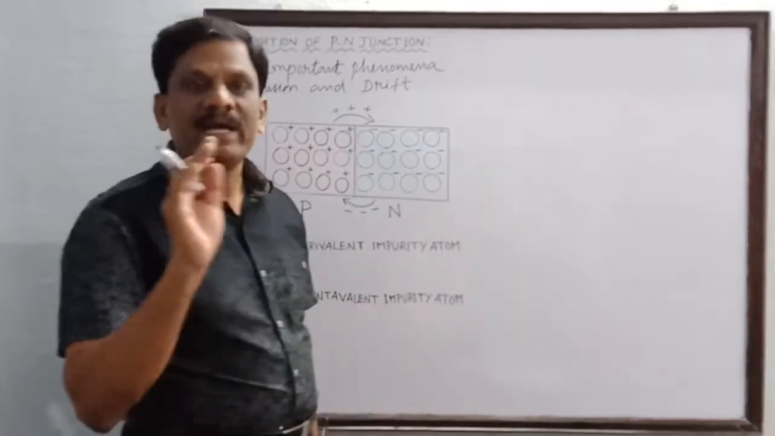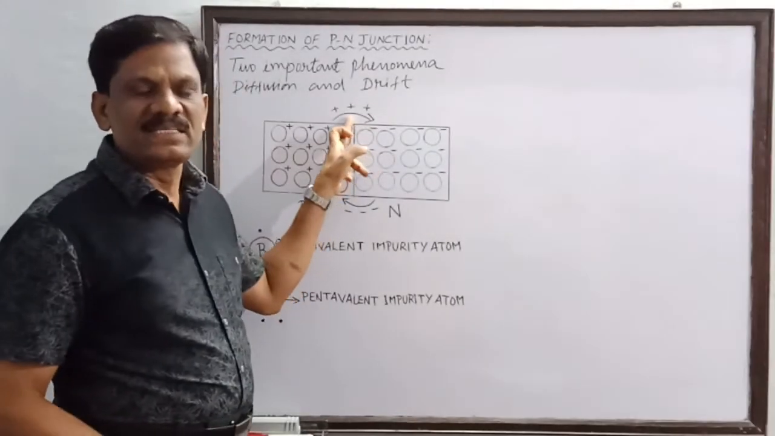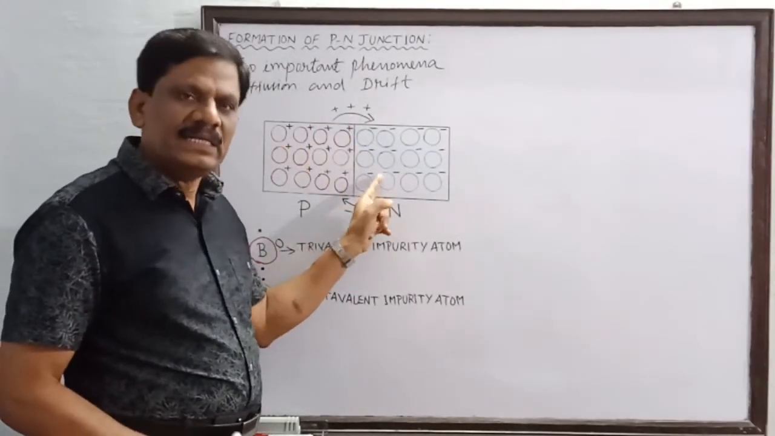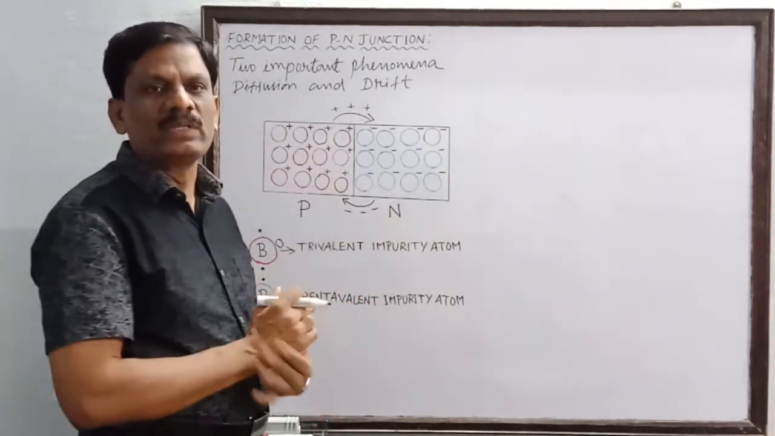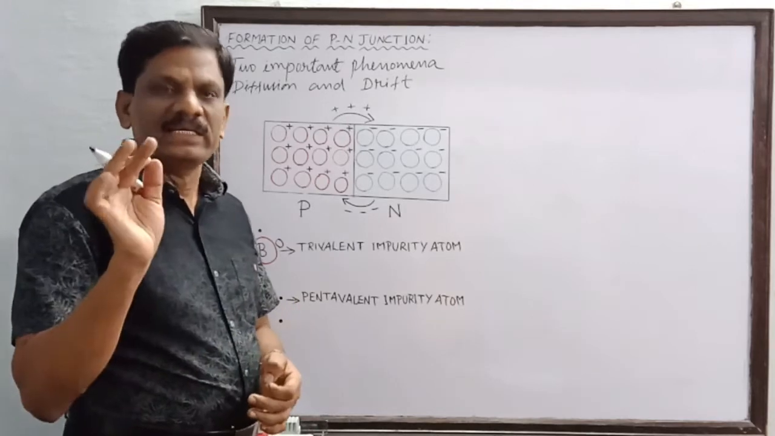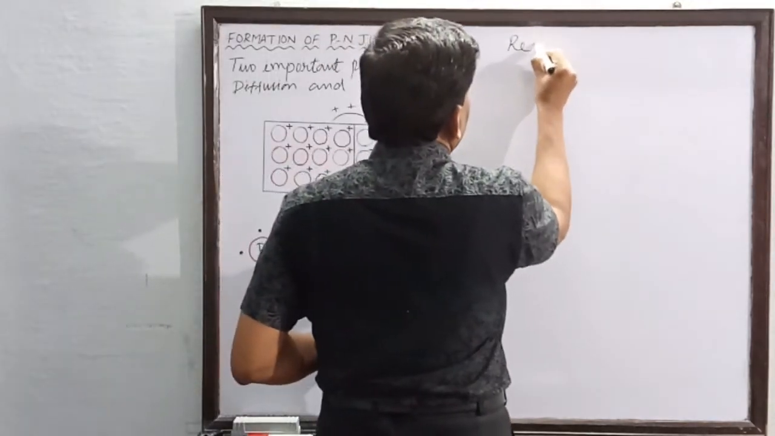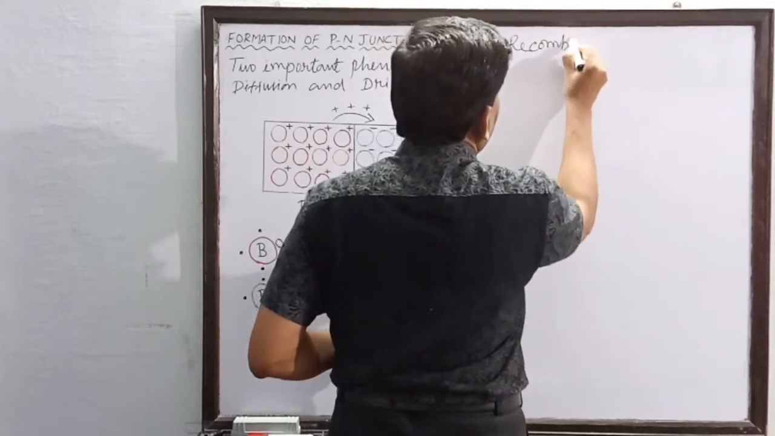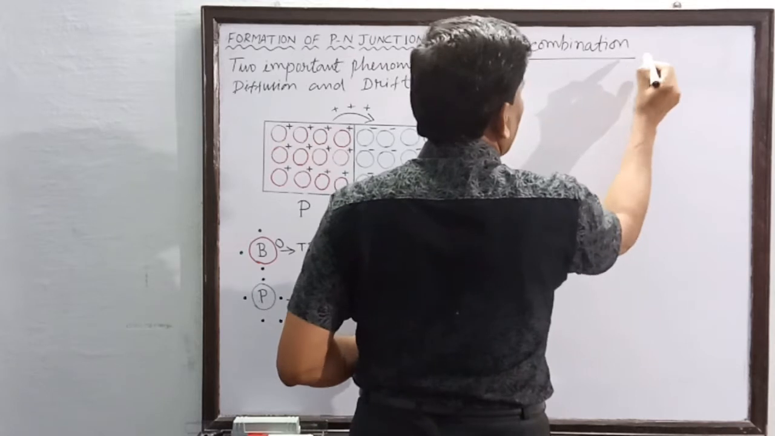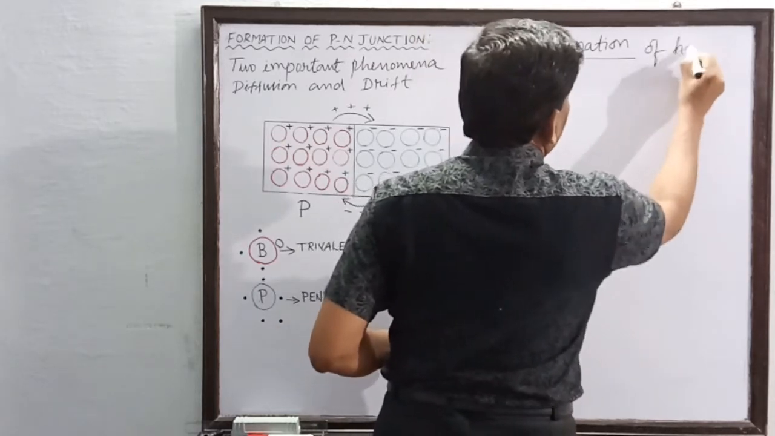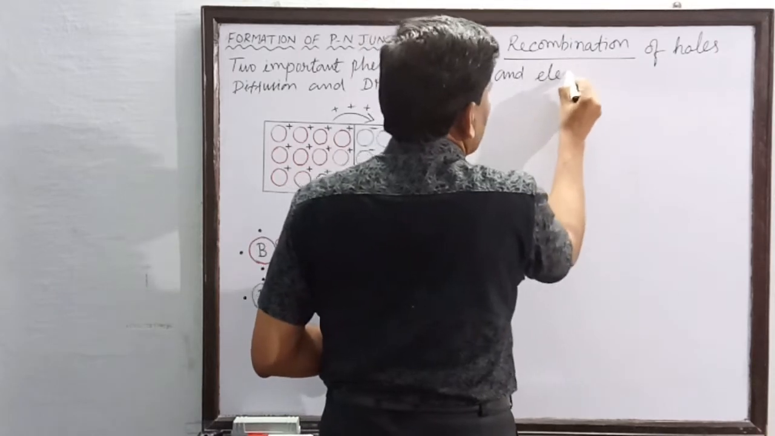So the direction of diffusion of the holes is from the P region to the N region. It is opposite to that of the diffusion of the electrons from the N region to the P region. And here recombination of holes and electrons will take place. This process is very important. So, recombination of holes and electrons.